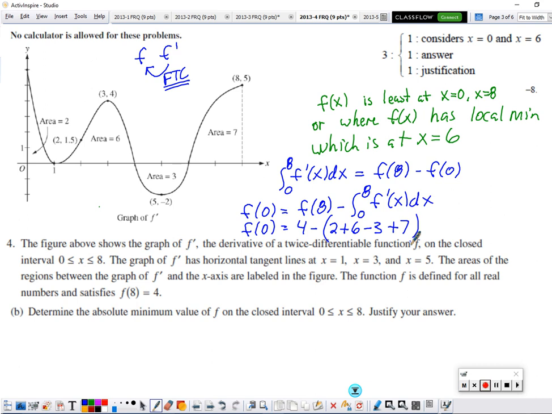Well, I can't stop though, because I have to make a comparison. So I've got to keep going. 8 minus 3 is 5. 5 plus 7 is 12. 4 minus 12 is negative 8.